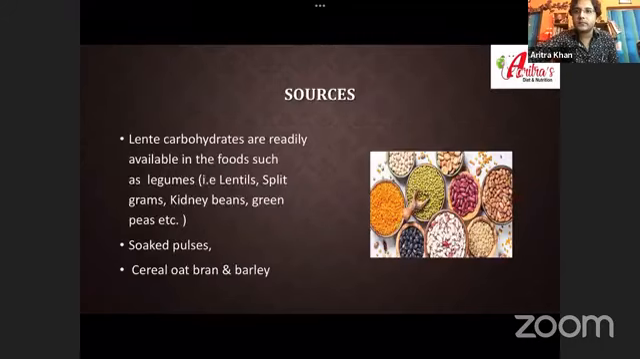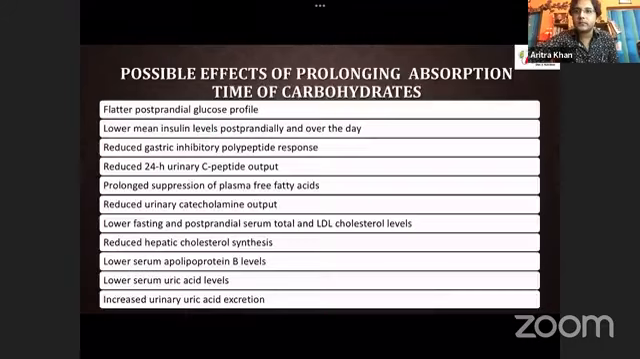We will not discuss Lente carbohydrate too much, as it is the same as resistant starch, but altogether it gives a flatter postprandial glucose profile, lower mean insulin level postprandially, and we can see a good increase of C-peptide.